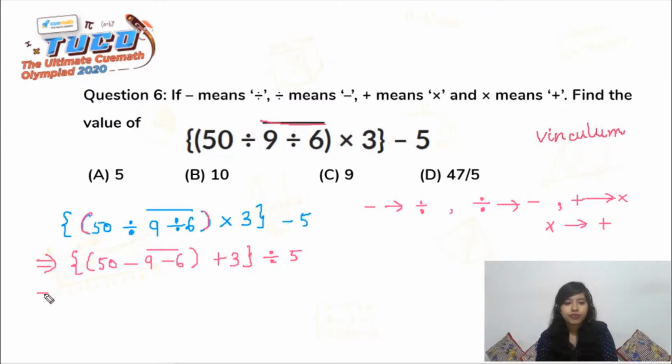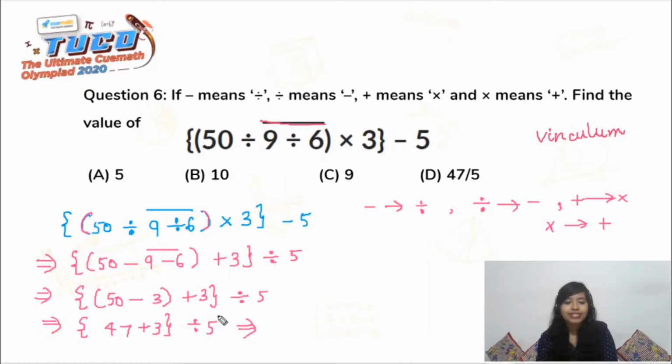Now let's solve this. As I told you, inside the parenthesis, we would be focusing on the vinculum first. So 50 minus 9 minus 6, which gives us 3, plus 3 divided by 5. And from here, 50 minus 3 gives us 47 plus 3 divided by 5. So from here, 47 plus 3 is nothing but 50 divided by 5 and that is equal to 10. Hence, option B is the right answer to this.